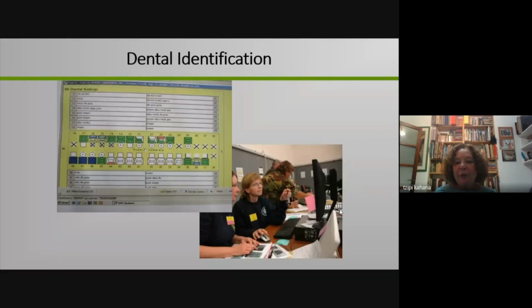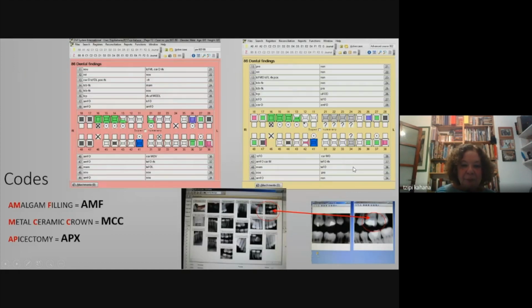But what do we do when we do have dental data? We put the data in the computer. We took it at the mortuary in forms. We sit at the computer. We insert it in, and we have the radiographs. We put them in as well. And how do we take this data?